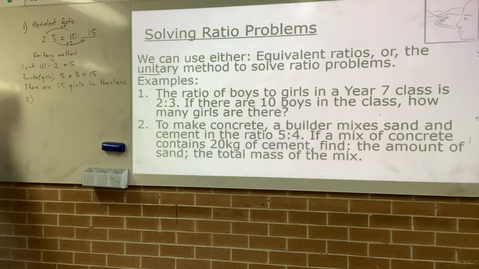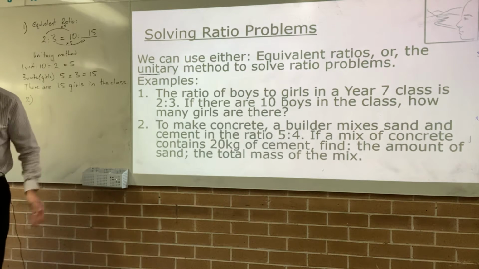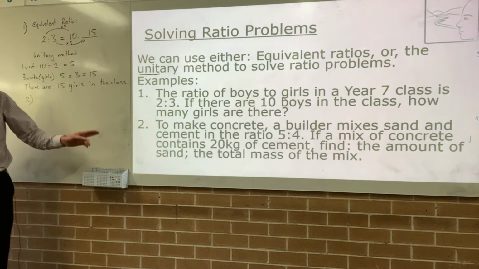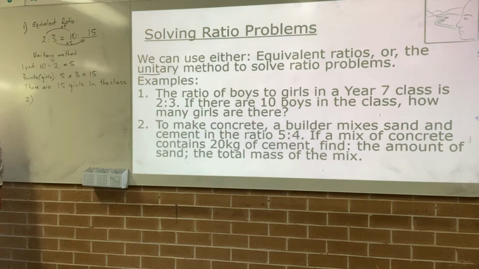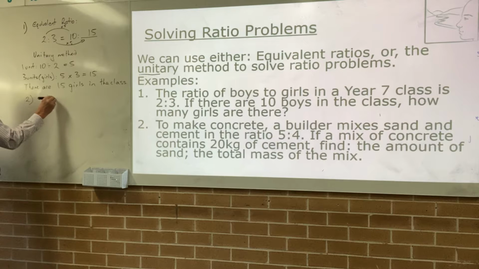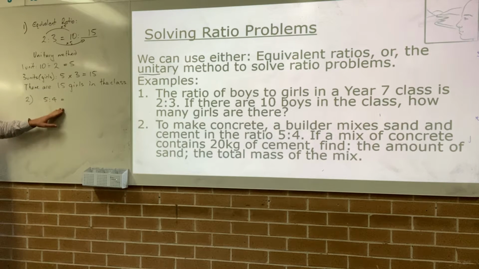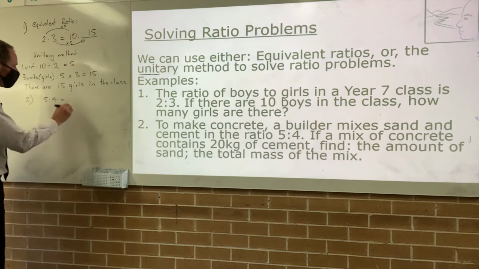All right, question 2. Let's move it a bit quicker. To make concrete, a builder mixes sand and cement in the ratio 5 to 4. If a mix of concrete contains 20 kilograms of cement, find, firstly, the amount of sand. Secondly, the total mass of the mix. All right. So we've got a ratio. Let's use our equivalent ratios to start with and use that method. 5 to 4 is sand to cement. Okay, and it contains 20 kilograms of cement.